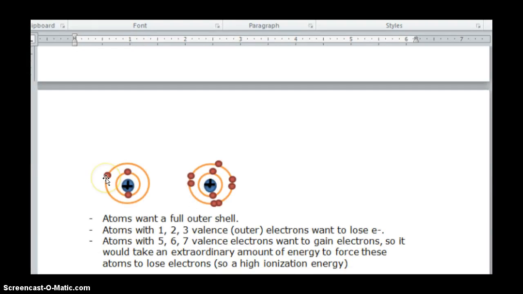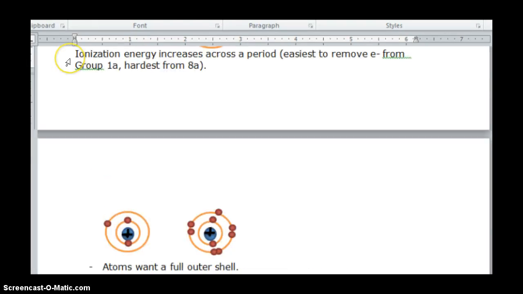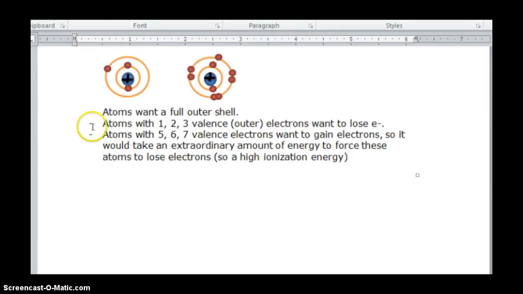Another way to think about it is this. Ionization energy increases across a period: easiest to remove electrons from group 1A, hardest from 8A. Electrons want a full outer shell. Atoms with 1, 2, or 3 valence electrons want to lose electrons, because if I lose this electron, then that orbital is all gone. Now my outer orbital is full.